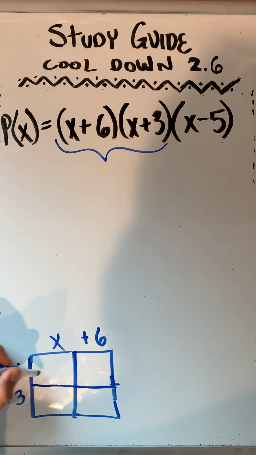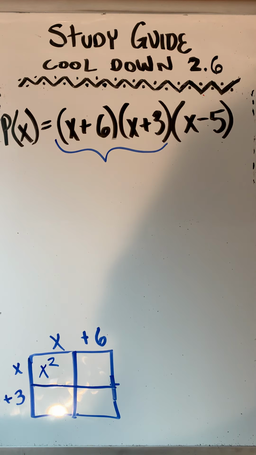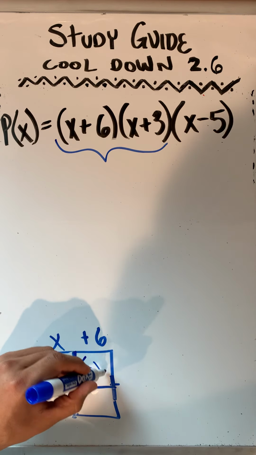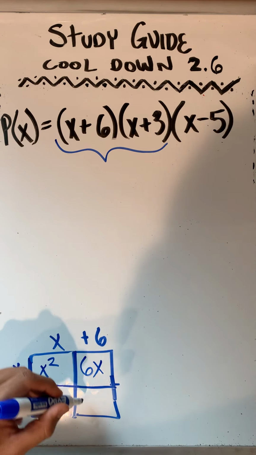Now, in order to fill this space in, you're going to multiply x times x, which is x squared. Then you're going to multiply x times 6, which is 6x. 3 times x, which is 3x. 3 times 6, which is 18.